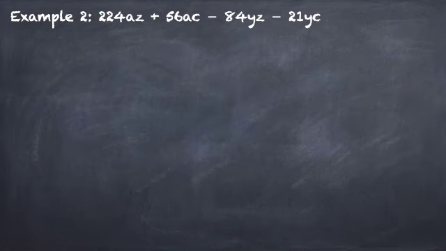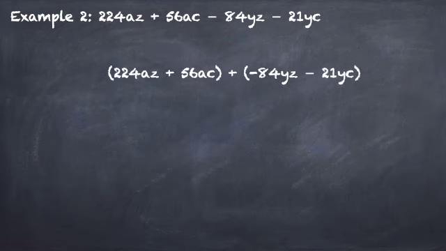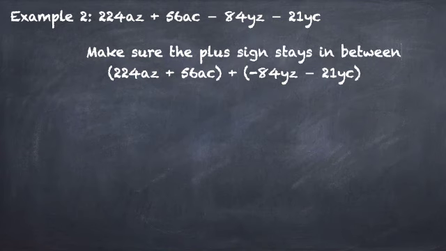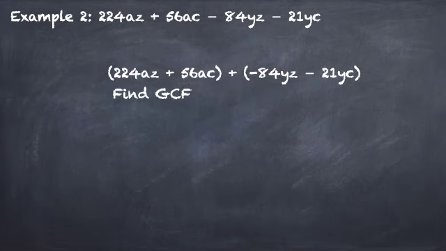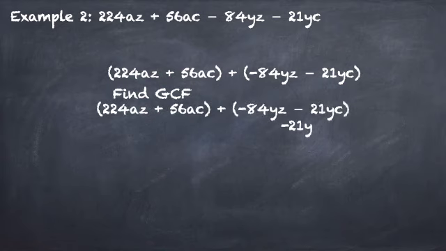Now example 2: 224az plus 56ac minus 84yz minus 21yc. Again, I want to separate this into two groups with a plus sign in the middle. Make sure there is a plus sign in the middle. As you see, that minus sign went with 84 because they're best friends, they're going to stay together. Now that I've got that, I am going to find the GCF. On that second group, I see my GCF is actually negative 21y.